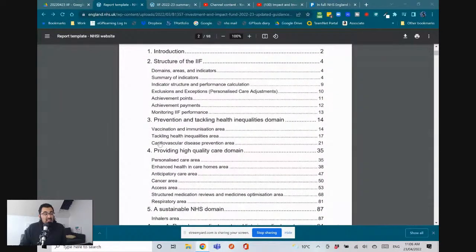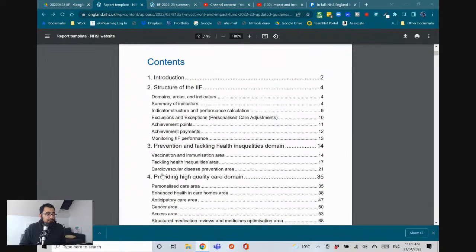So, standard stuff in terms of the direction of the document and what we're going to be looking at. As you can see, it's split up into various different sections in terms of the structure of the IIF: the prevention, tackling health inequalities domain, the providing high quality care domain, and then the sustainable NHS domain, which is basically the inhalers part.